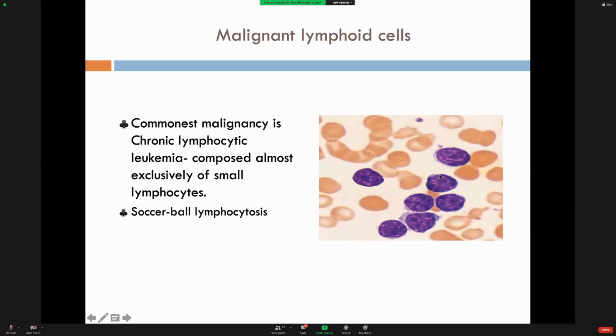These are malignant lymphoid cells. The best example for this is CLL, chronic lymphocytic leukemia.